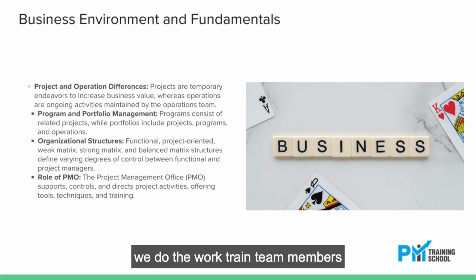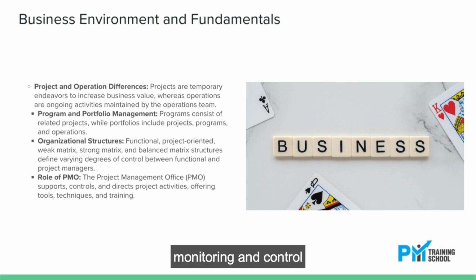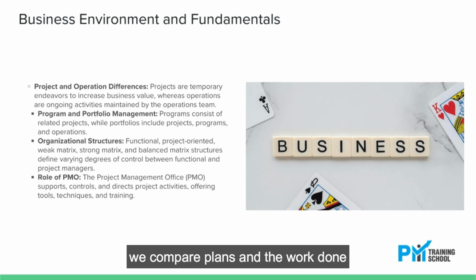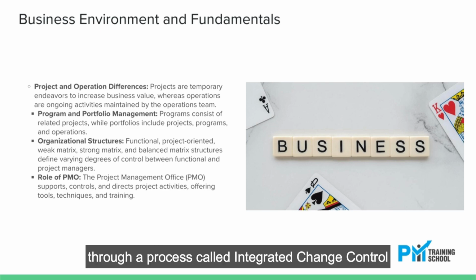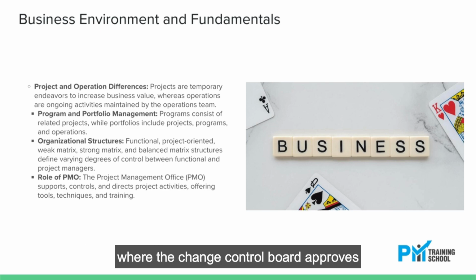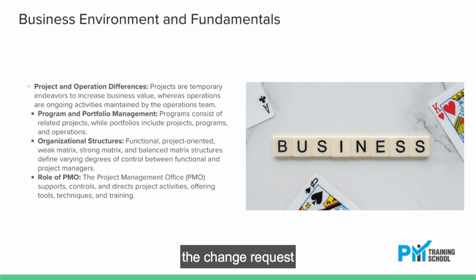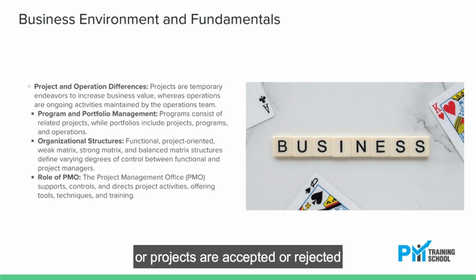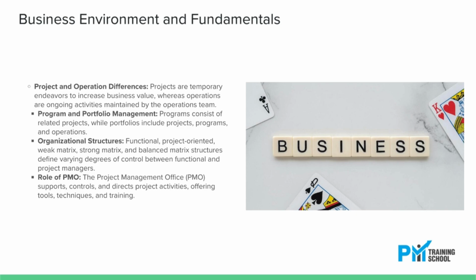Execution: we do the work, train team members, handle their conflicts, and manage issues. Monitoring and control: we compare plans and the work done. If a plan is not effective and needs an update, we raise a change request through a process called Integrated Change Control, where the Change Control Board approves the change request. Closing: once the deliverables or projects are accepted or rejected, it's necessary to formally close the project.